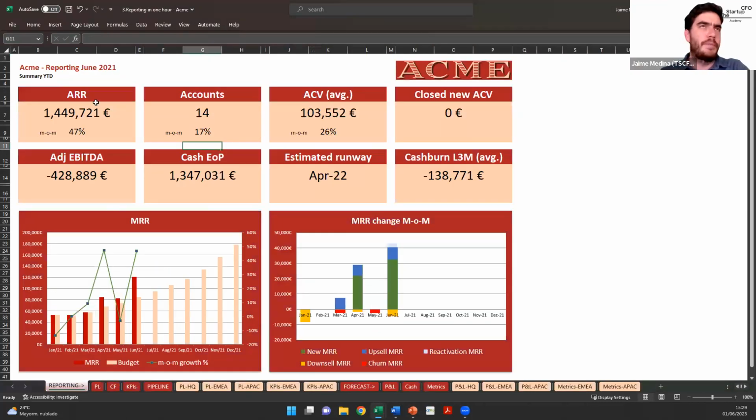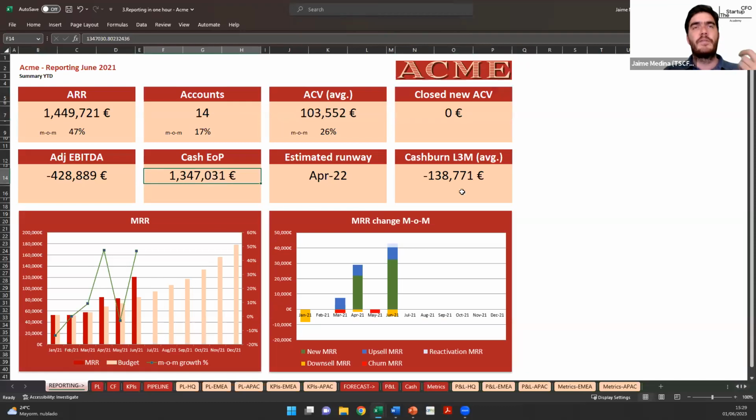For Acme, it also depends on the startup in particular. We wrote ARR, we will see that it's only 12 times the MRR, number of accounts, ACV, but here they have closed new ACV, which means ACV that I've already signed but still haven't invoiced. For a company that has very few contracts, this is a very important figure.